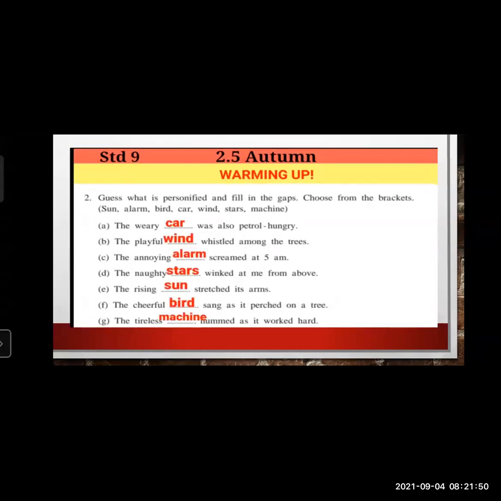Just see the answer here. The very car was also petrol hungry. The playful wind whistled among the trees. The annoying alarm screamed at 5 a.m. The stars winked at me from above. The rising sun stretched its arms. The cheerful bird sang as it perched on the trees. And the last, the tireless machine hummed as it worked hard. So this is the answer to this question, and we have filled in the appropriate personified things, and the sentences are very meaningful.